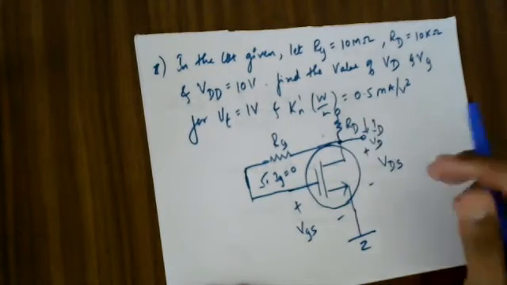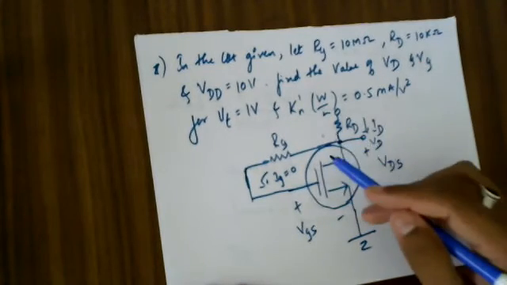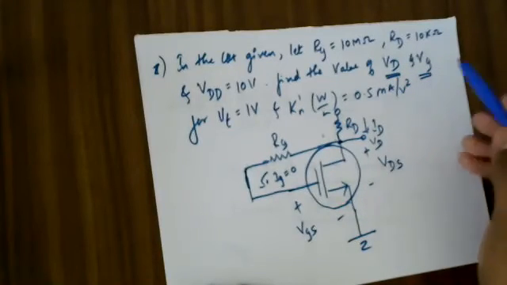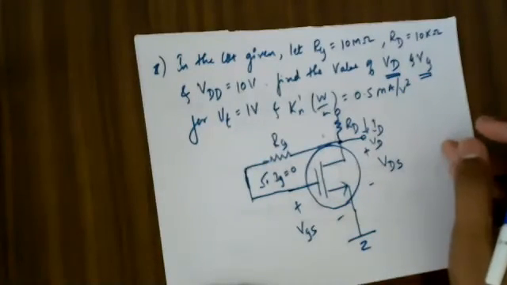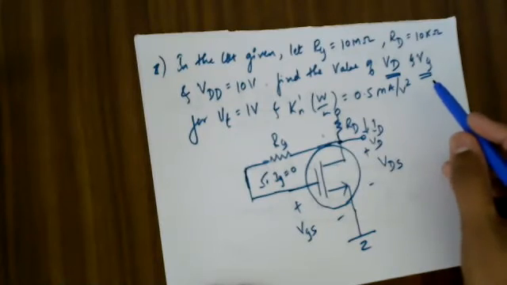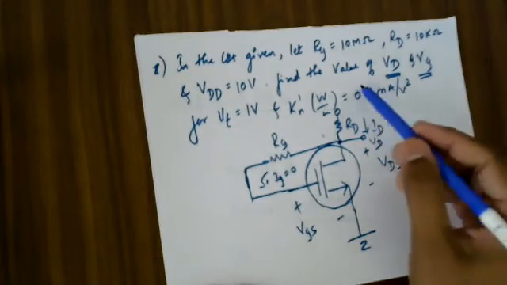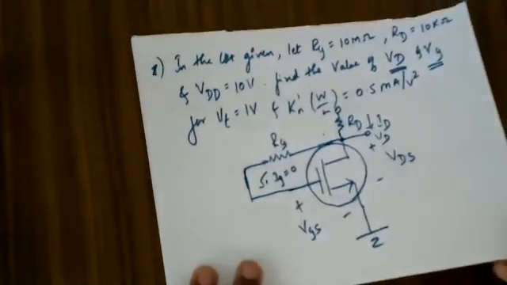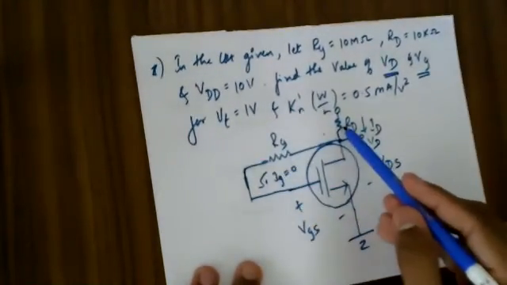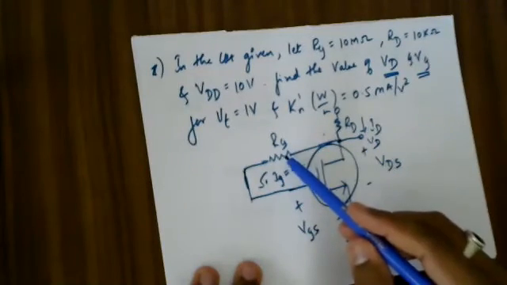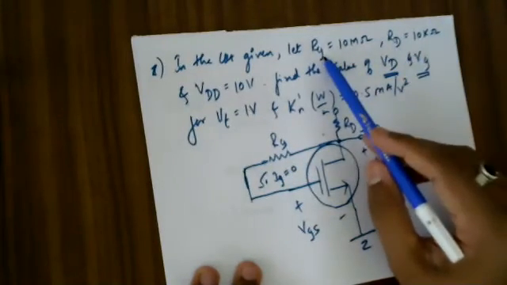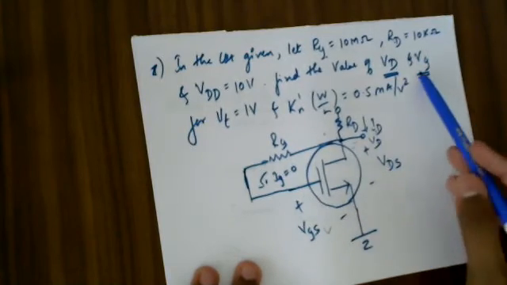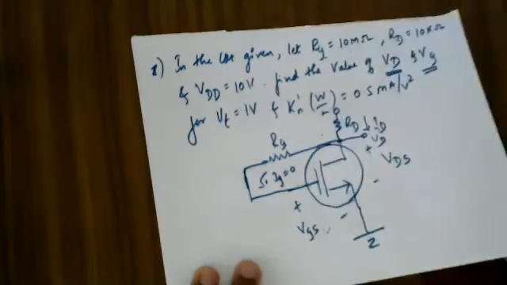For this particular circuit, he is asking us to compute the value of VD and the value of VG. He has given some circuit parameters. He is not asking us to design the circuit. Design the circuit means I should compute the value of RD and RG. Instead, he has given me the value of RD and RG, and he is asking me to compute the output voltage and the gate voltage.